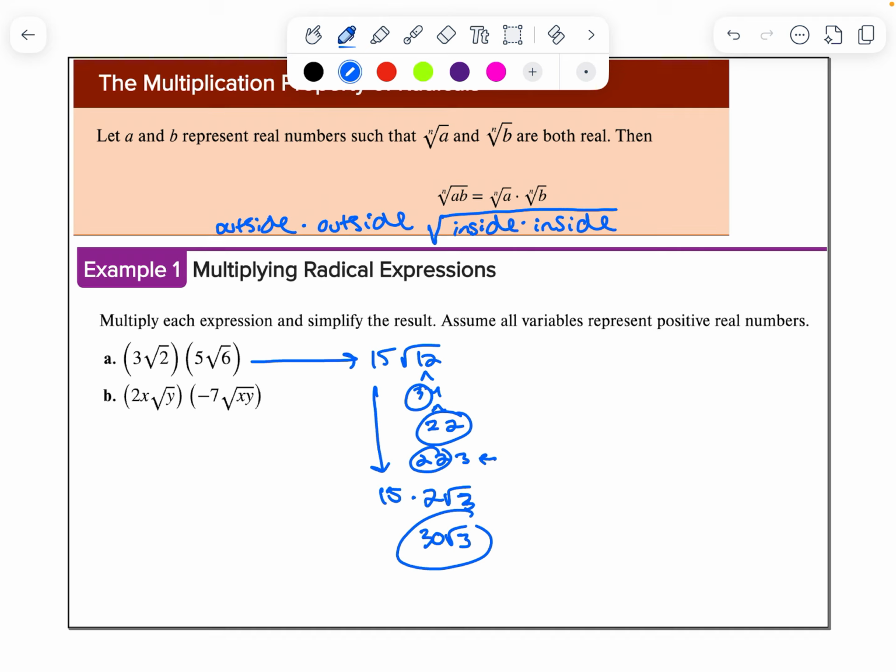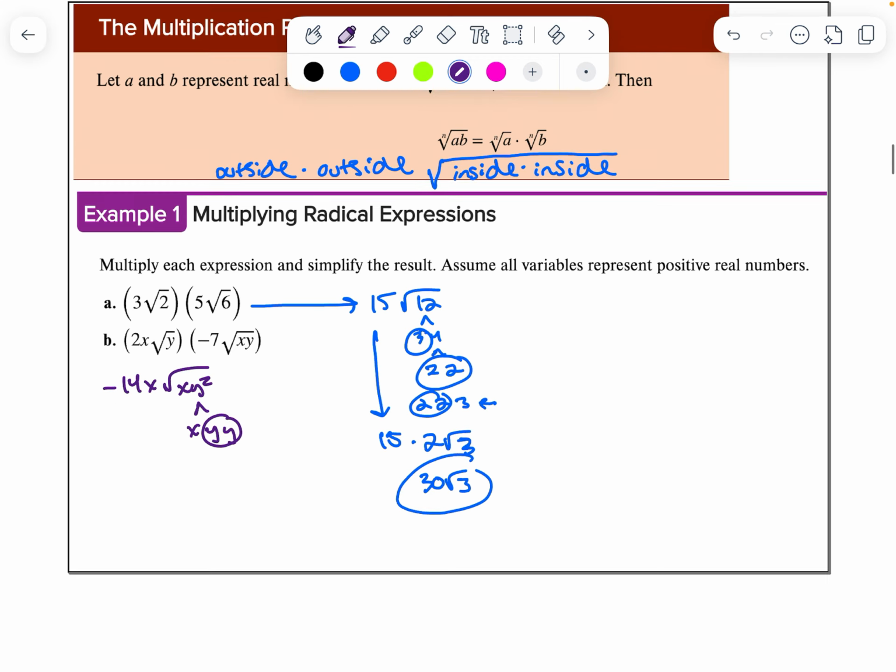All right, the next one, outside times outside. 2x times negative 7 is negative 14x. Inside times inside. X times y would be xy squared. Simplify the inside if you can. That'd be x, y, y. I'll have some buddies. That's good news. Negative 14x. I'm bringing this down. The y gets to come outside. The x has to stay inside. And that's my answer.